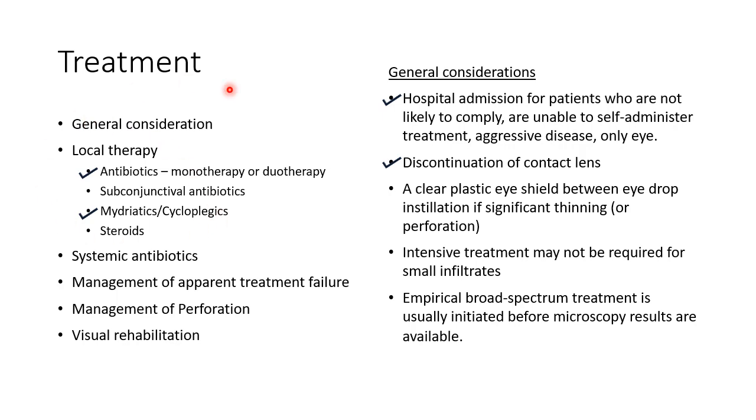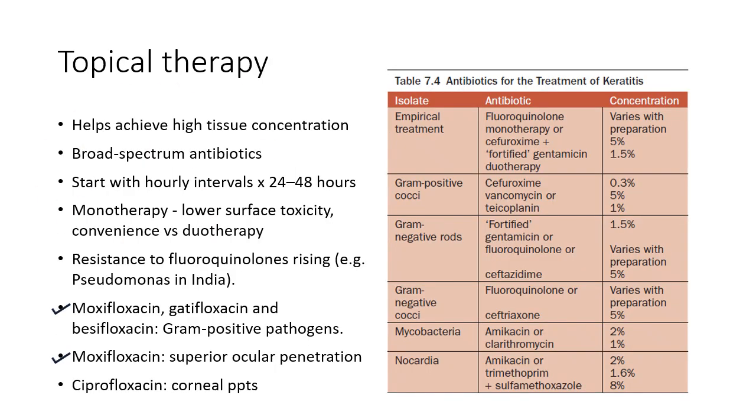Let us focus on the antibiotics used for treatment of bacterial keratitis. So topical therapy or eye drops achieve high tissue concentration. You need the high concentration of the antibiotics on the cornea and in the anterior chamber. So eye drops are the way to go. Start with broad spectrum antibiotics at hourly intervals, both day and night, for a period of at least 24 to 48 hours. This is after you have taken the scraping and sent it for culture and sensitivity.